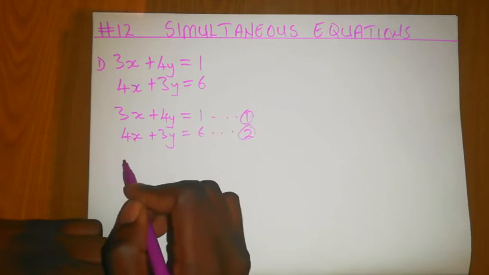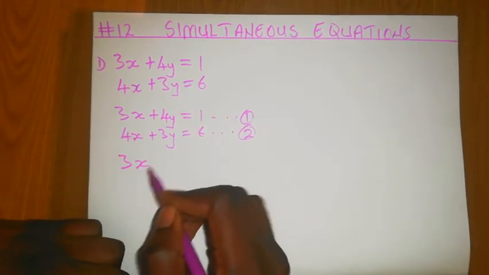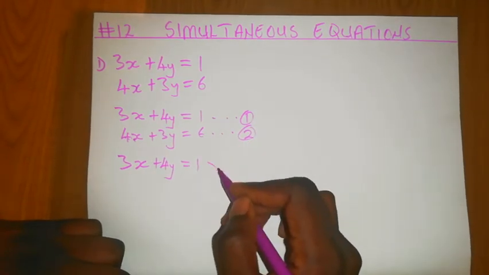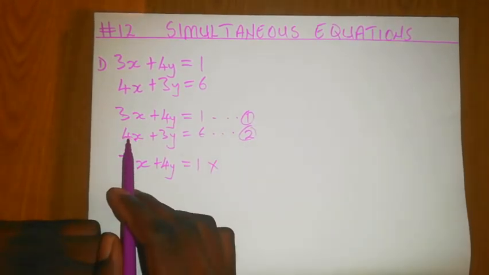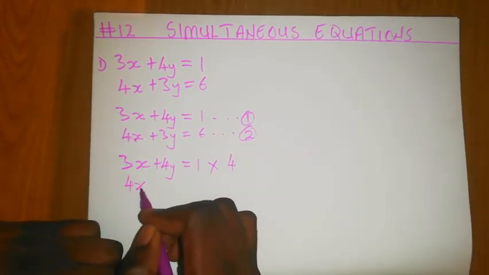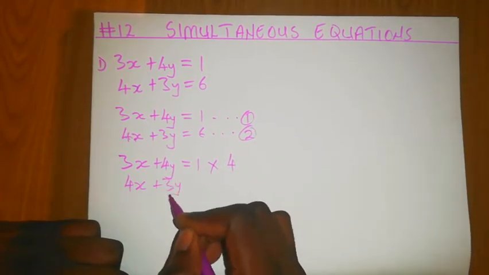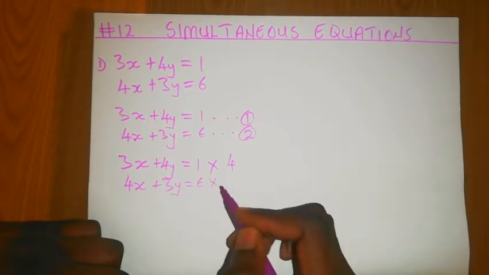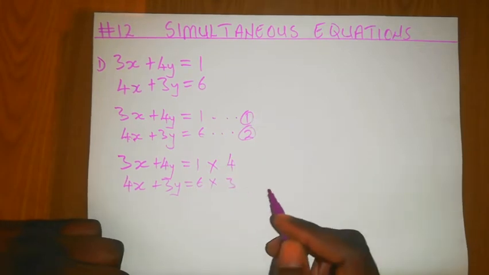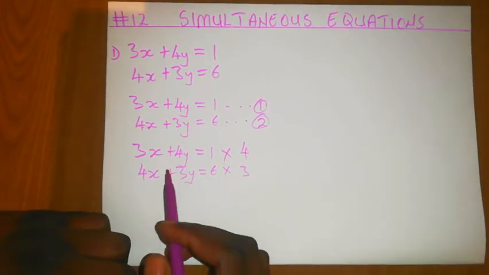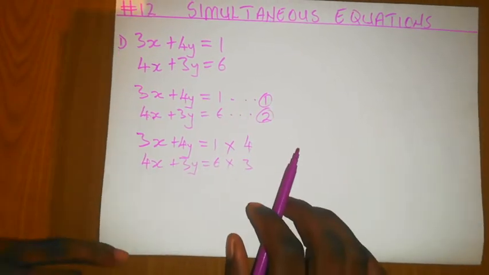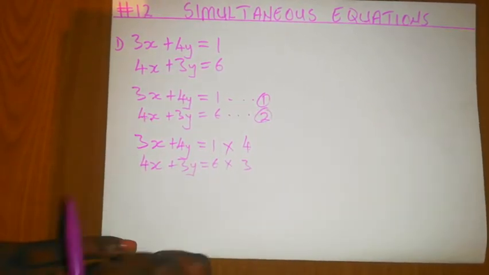In this case, it's going to be 3x plus 4y is equal to 1, times that coefficient, which is 4. Then here I'm going to say 4x plus 3y is equal to 6, times that coefficient, which is 3. So this means that you're going to multiply the whole equation by 4, the whole equation by 3. We're going to use subtraction if we're eliminating now.